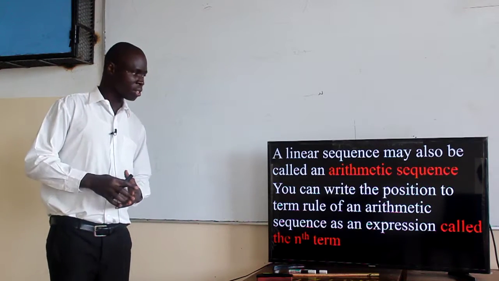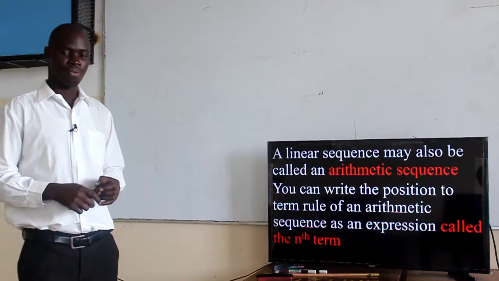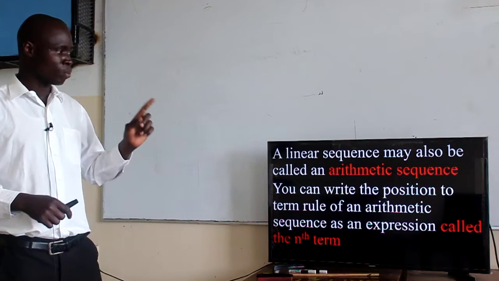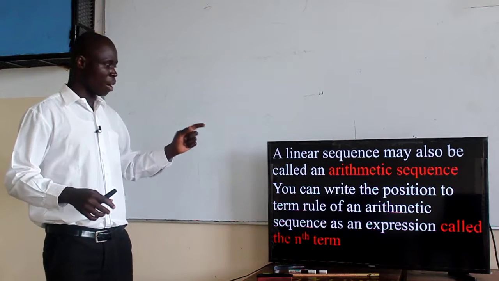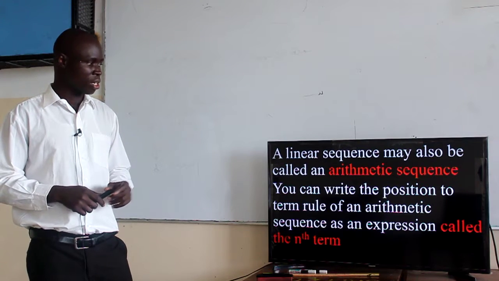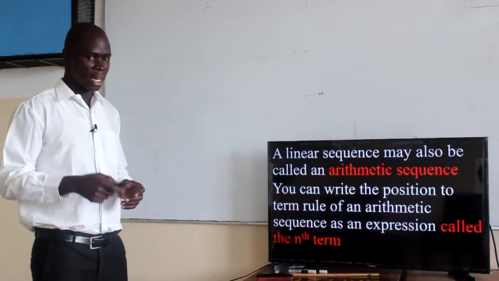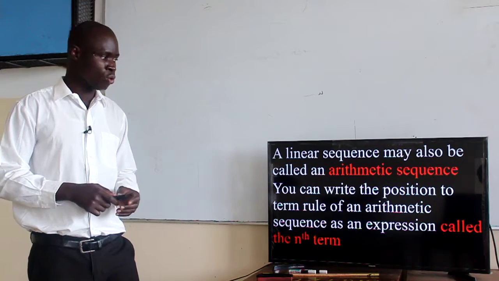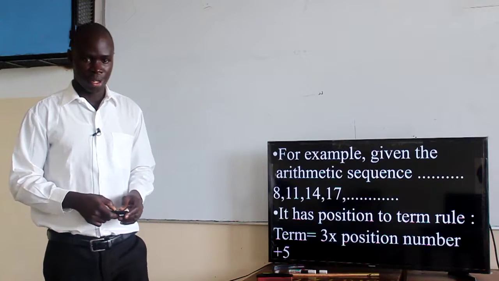And the linear sequence can also be called an arithmetic sequence, and you can write the position to term rule. Remember, we also learned about two types of rules: position to term rule and term to term rule. So today we want to apply position to term rule on an arithmetic or linear sequence, and we can find out the term which we do not know, called the nth term.